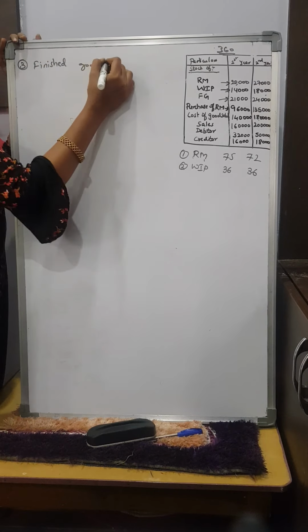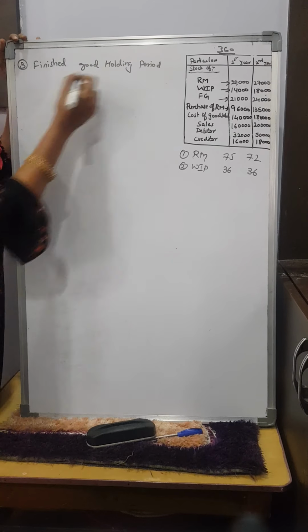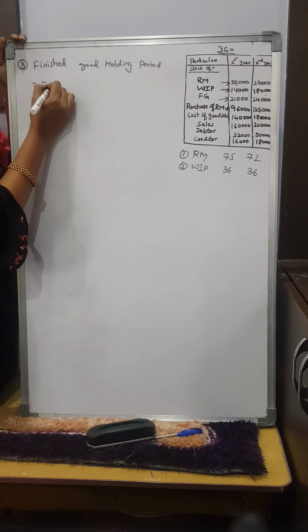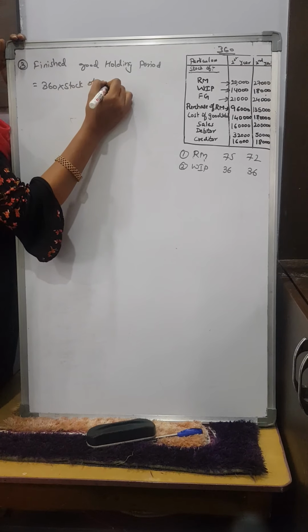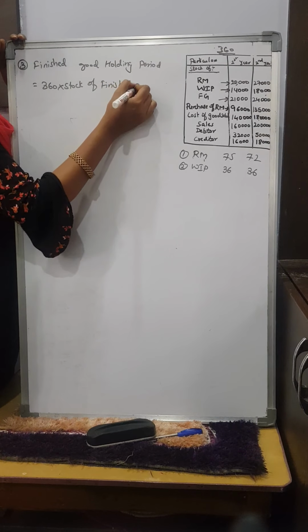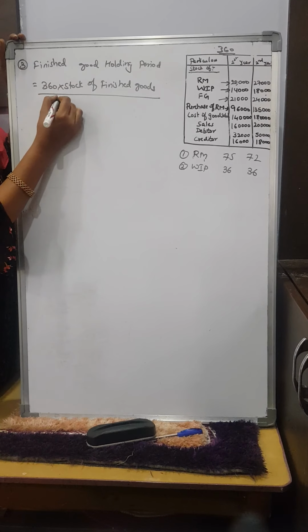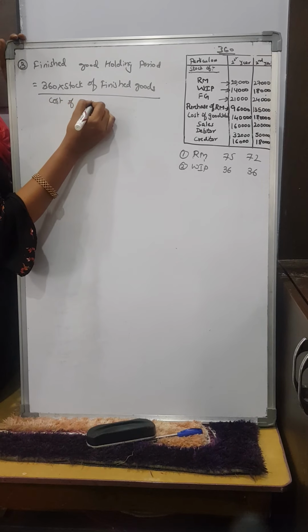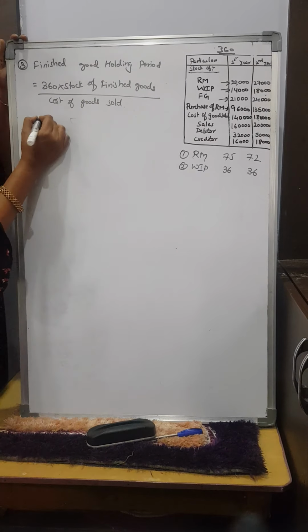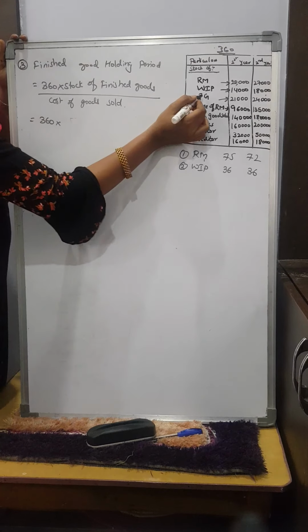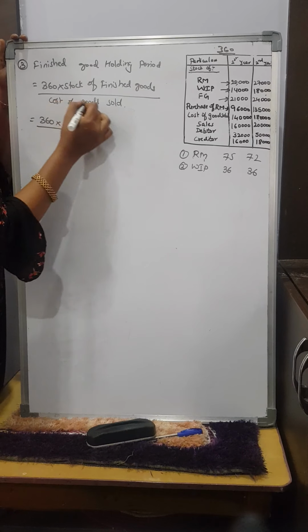Finished goods holding period. So what is the formula? 360 into stock of finished goods divided by cost of goods sold. So 360 days into what is the cost of finished goods? It is 21,000 divided by cost of goods sold.